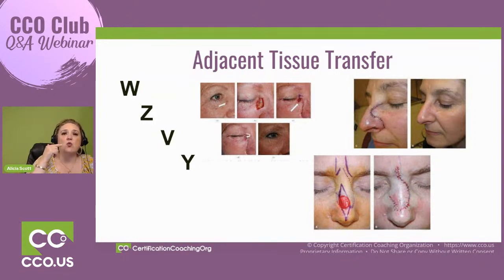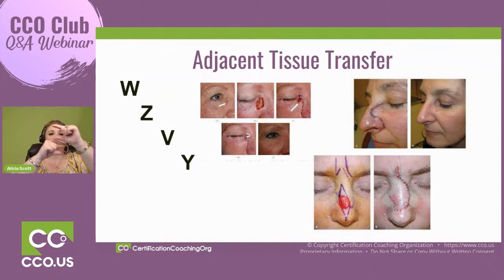So they will have W, Z, V, and Y, and that's based on the shape that they cut into the skin to make the transfer. And go out and look at how some of these are done, because you think, how in the world? I can see how Y works because it's the V that gets pulled down over the tail, and I can see the V. The Z and the W were really hard for me to understand until I watched it.